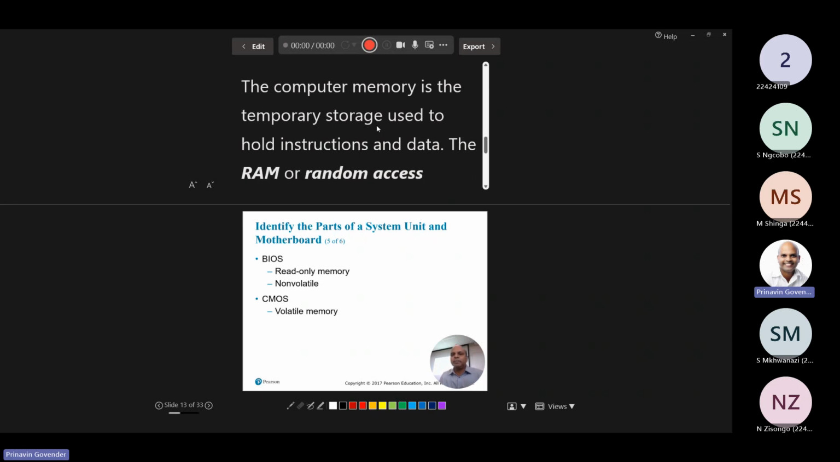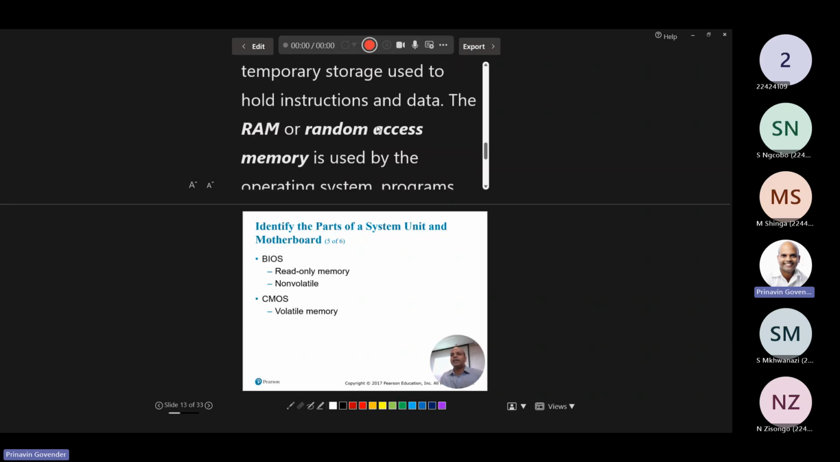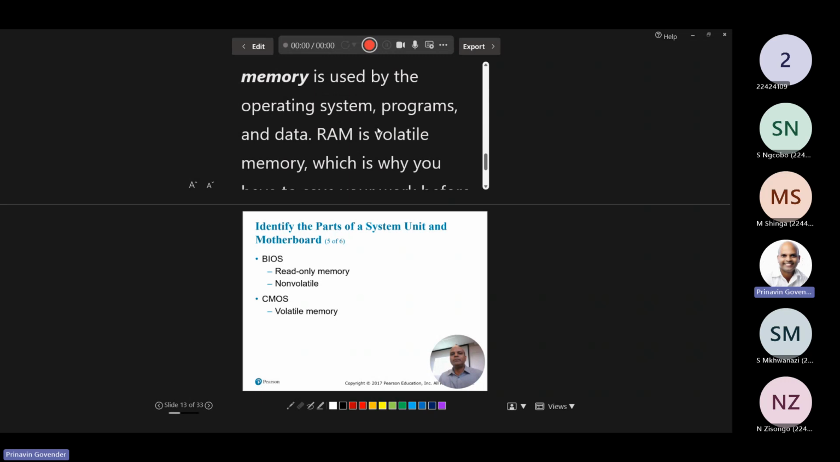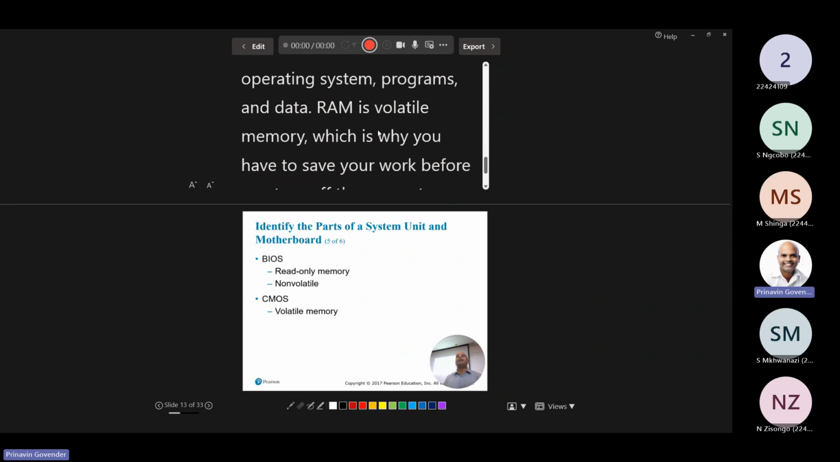The computer memory is a temporary storage used to hold instructions and data. RAM, random access memory, is used by the operating system, programs, and the data. RAM, on the other hand, is volatile, so it needs power to run it, random access memory, okay? It's kind of temporary. If you think about the human being, we can talk of that as being short-term memory, all right? So for instance, if I asked you, what did you have for lunch last week? You may not be able to tell me, right? Hopefully, because that was short-term memory, right? So where you parked your car yesterday, don't know, but today I know where I parked it, short-term memory, right?